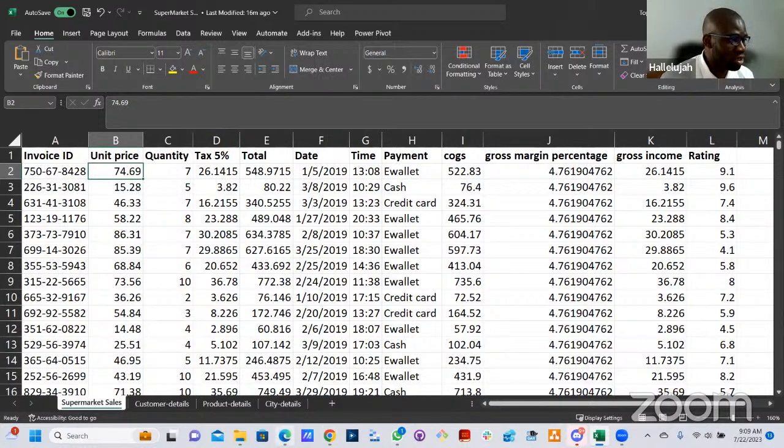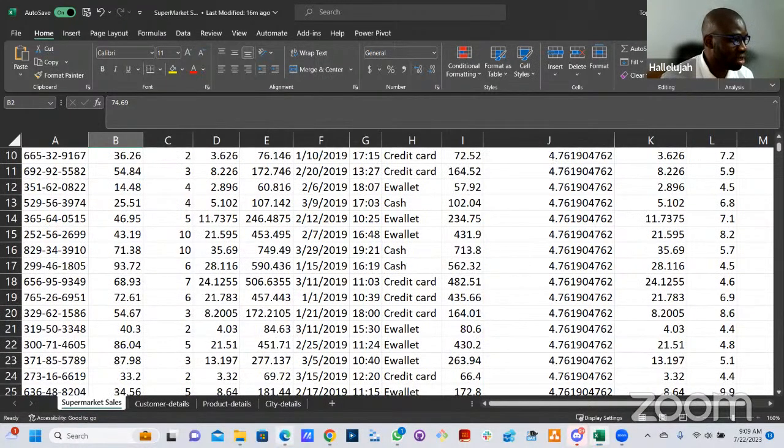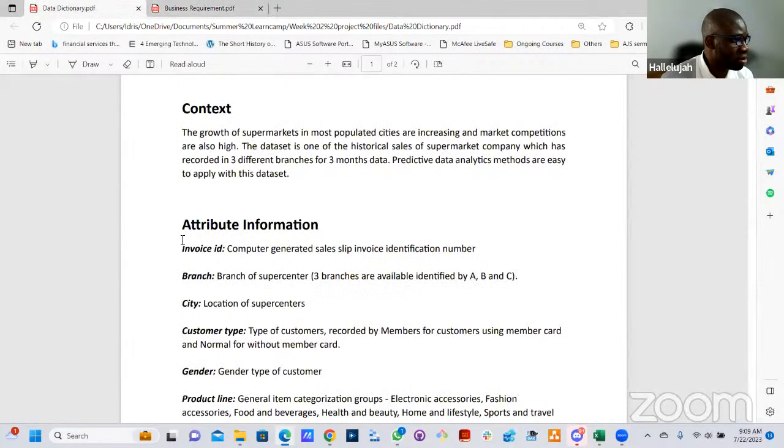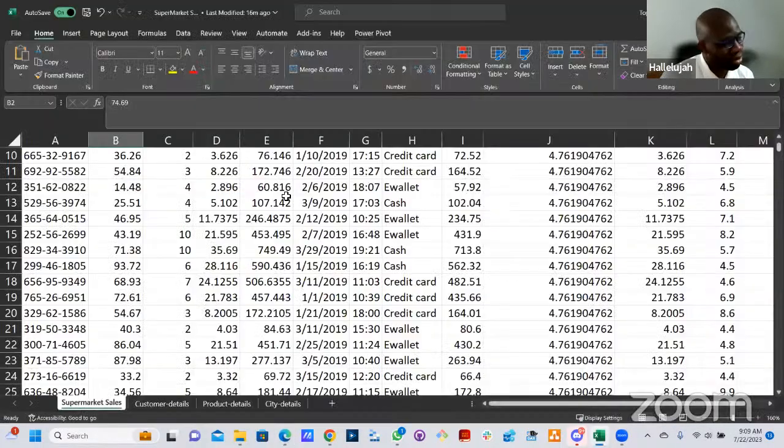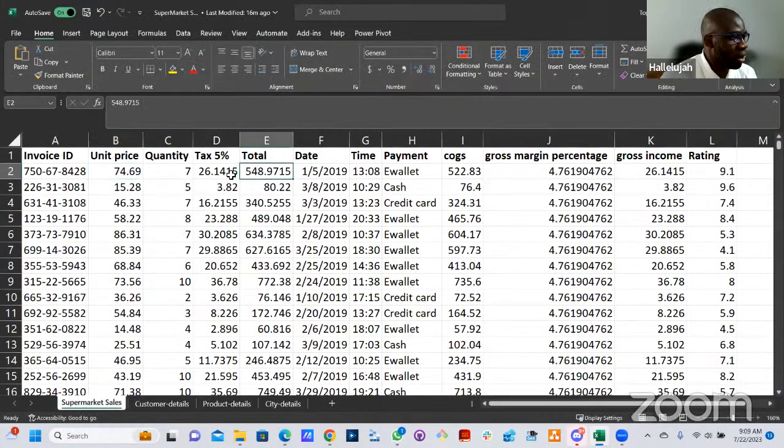So you need to just read here. You will read here to find out what that tax is. Is it on the product or on the person? So if you check tax now, it said tax for customer buying. So I guess it's like for the product, I guess. So, and then with the tax, this is the total.